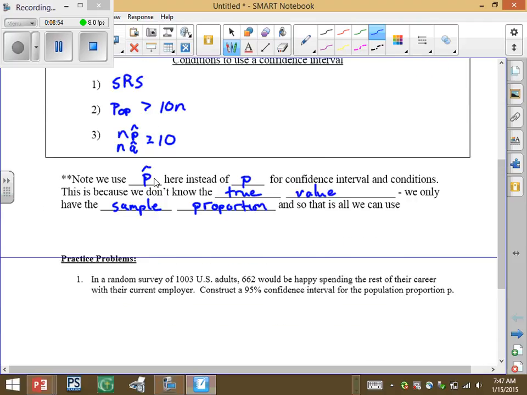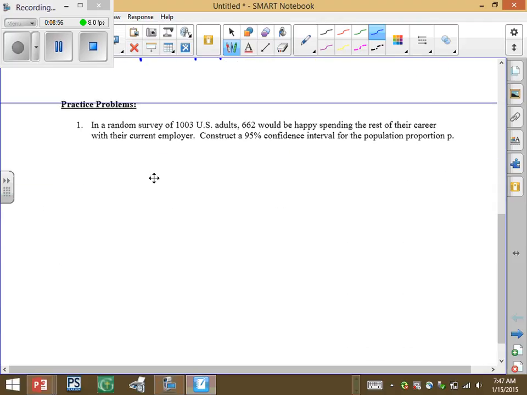So, a quick example before you try some on your own. In a random sample of 1,003 U.S. adults, 662 would be happy to spend the rest of their lives in their career. Let's construct a 95% confidence interval to see what we think the true proportion of adults happy with their career is. First, let's check the conditions. Is it from a random sample? Yes, that was given. Are there more than 10,030 U.S. adults? Yes, there are.